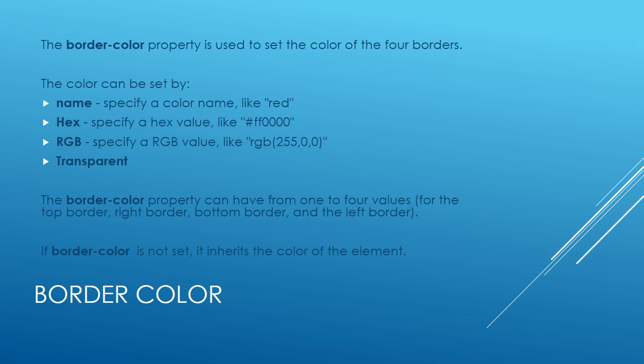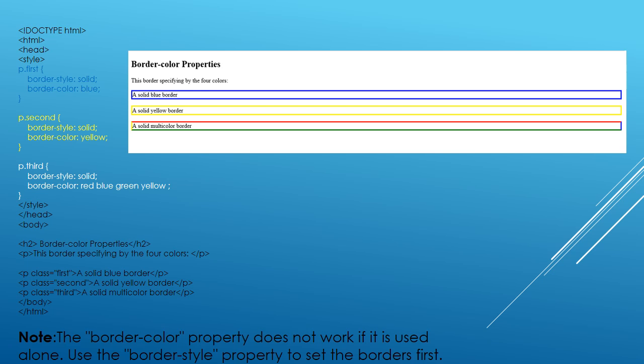The border-color property can have from 1 to 4 values, for the top border, right border, bottom border, and the left border. If border-color is not set, it inherits the color of the element. Example of border-color properties. Note: the border-color property does not work if it is used alone. Use the border-style property to set the borders first.